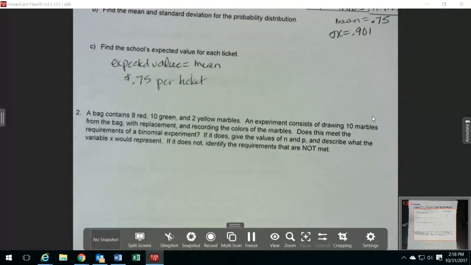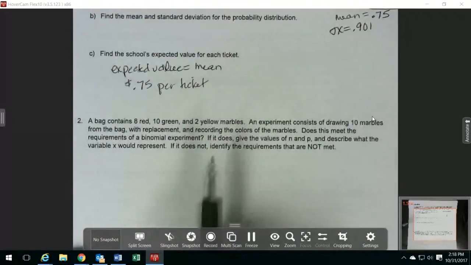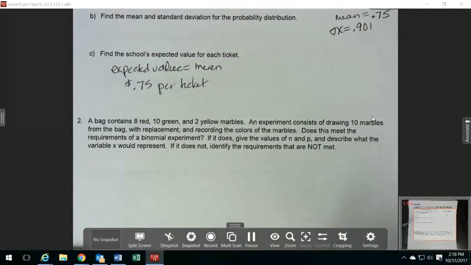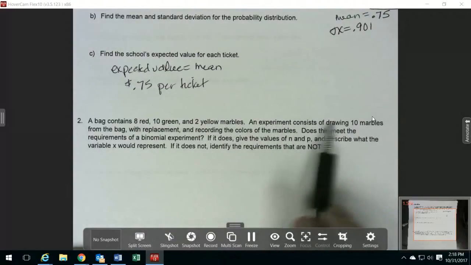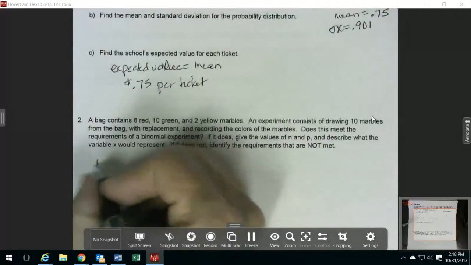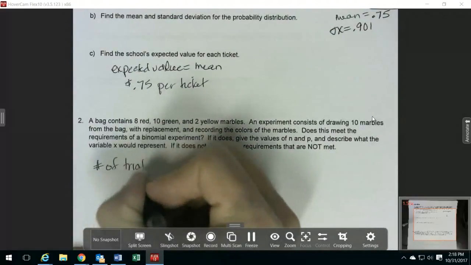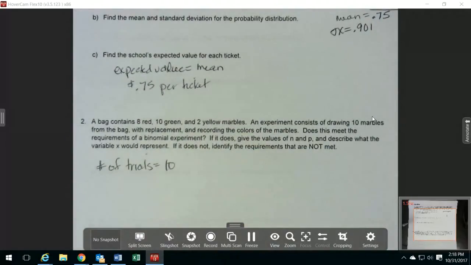Okay, then for number 2, this one is talking about a binomial experiment. So the things that you want to look for are whether it's with or without replacement, whether there are only 2 outcomes or more than 2 outcomes, and whether there are a fixed number of trials. So in this one, since the experiment consists of drawing 10 marbles, that's your number of trials. So the number of trials is 10. So it meets that requirement about having the fixed number of trials.